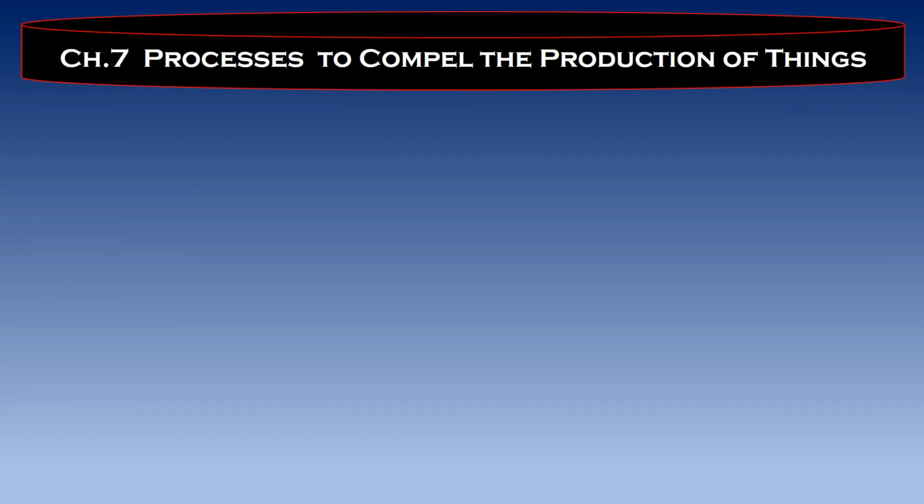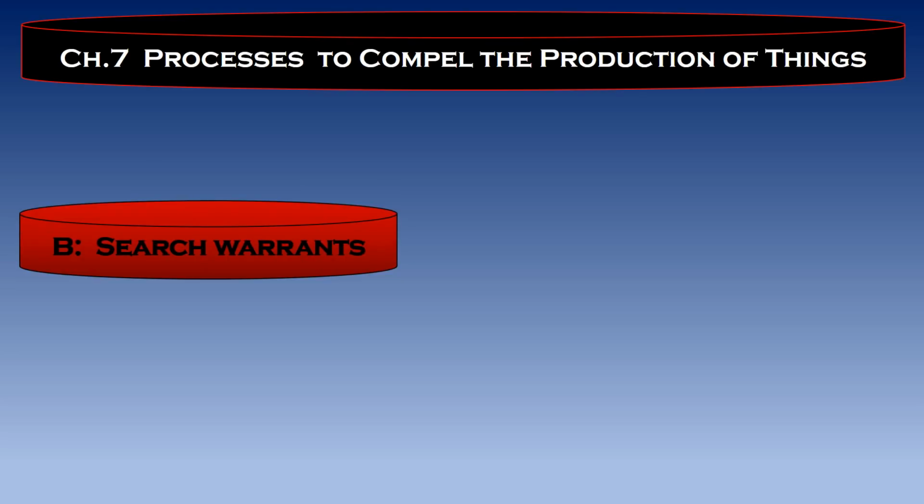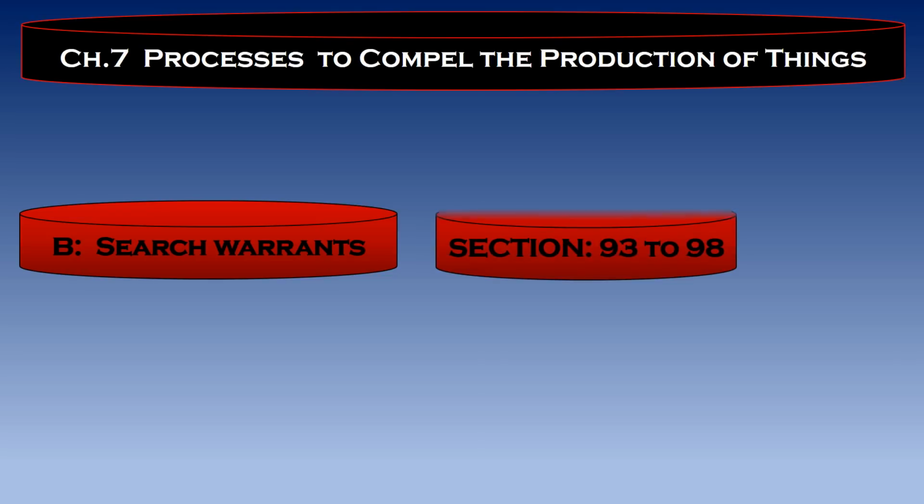The second part of the chapter, processes to compel the production of things, is part B, search warrants, which are covered under the provisions of section 93 to section 98. There are a total of 6 sections in it.